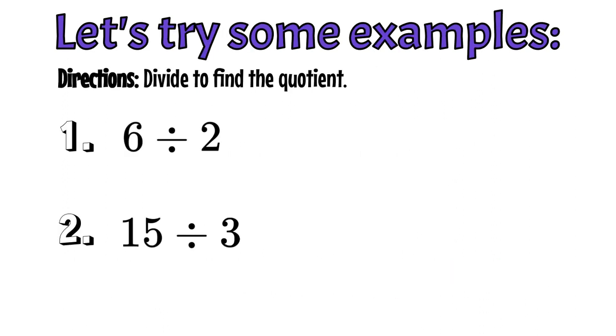Now let's try some examples. Let's divide the integers to find the quotient. We can think about our bingo chips or our objects when we're dividing, but really, just like multiplication, these become facts that we just have to memorize. So in number 1, we have 6 divided by 2. Initially you might think 6 divided into 2 equal groups equals 3, but hopefully you can just memorize that fact. In number 2, we have 15 divided by 3. I know that 15 divided by 3 is equal to 5.